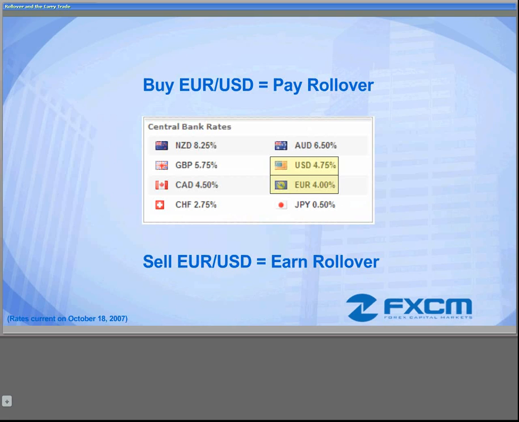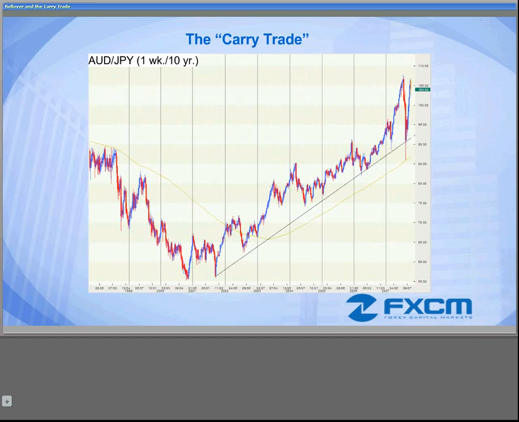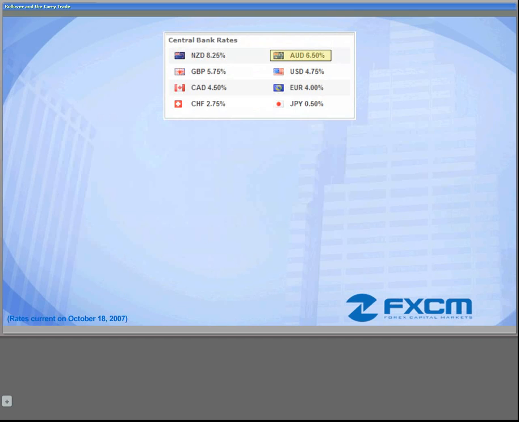Many Forex traders have strategies that actively pursue earning this rollover interest. This type of trading is called the carry trade and is especially popular with large institutional speculators such as hedge funds. You can easily see the effect of the carry trade in pairs like the Australian dollar to Japanese yen. Here's a chart of the Aussie yen over the past 10 years. Australia has one of the highest interest rates of the currencies we trade, 6.5%. Japan has the lowest, 0.5%.